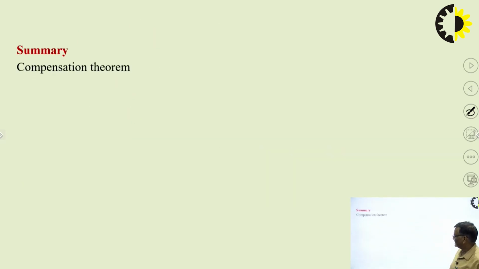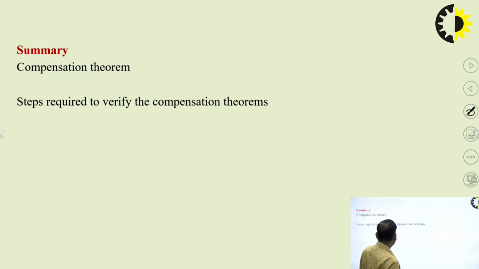So look at the summary. What we have discussed: what is the compensation theorem, the statement of the compensation theorem. Then we also proved it by taking the Thevenin equivalent of the circuit. Then we discussed the steps required to verify the compensation theorem. So, there are 3 steps.